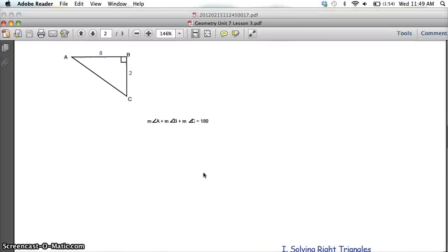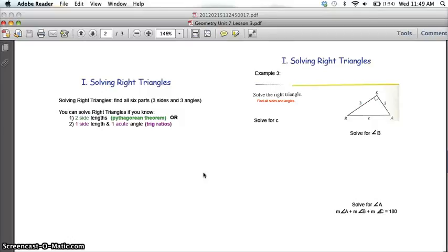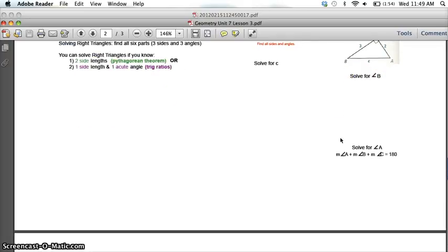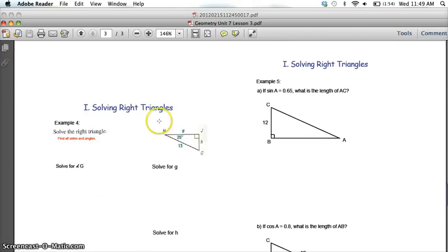So now go ahead and write down example 3, and you're going to solve for angle B. And now go ahead and write down example 4, and you're going to solve for angle G. And bring those examples into class.